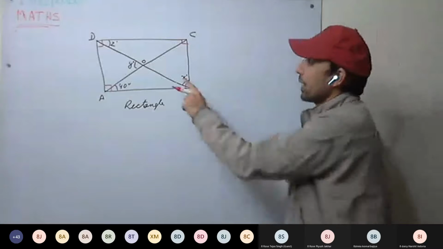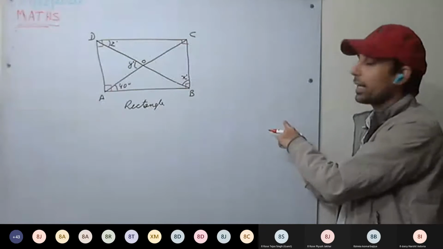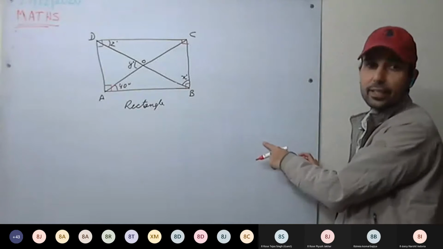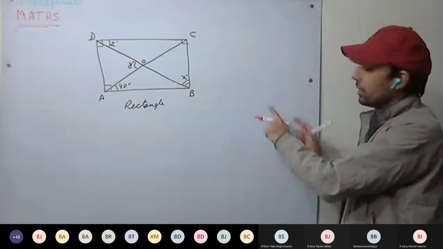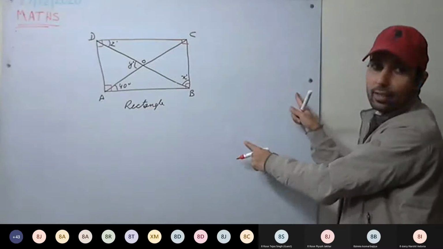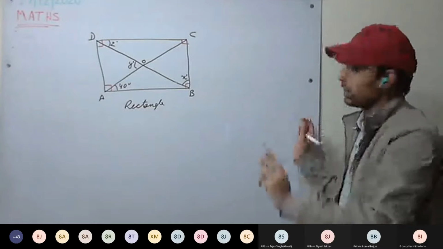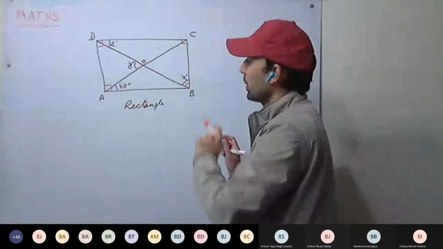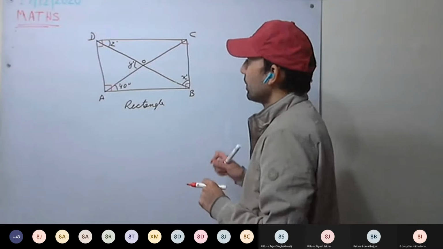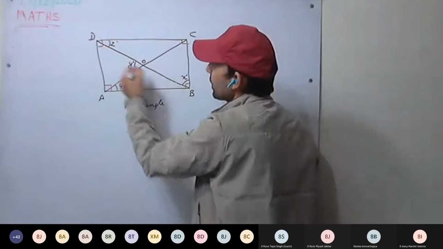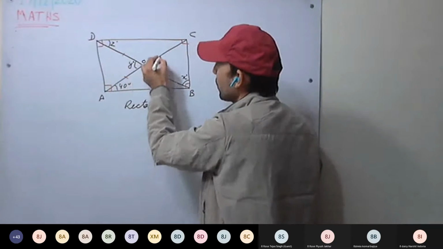But remember, in rhombus and square, diagonals also bisect the angle. In rhombus and square only, the diagonals bisect the angle and they meet at a right angle, 90 degree. Okay, this is the property. Now we have to calculate y degree. How can we calculate y degree? The diagonals bisect each other, therefore they will be equal.